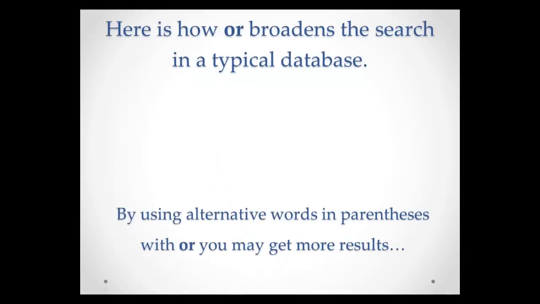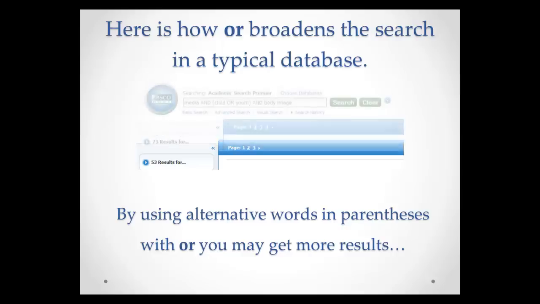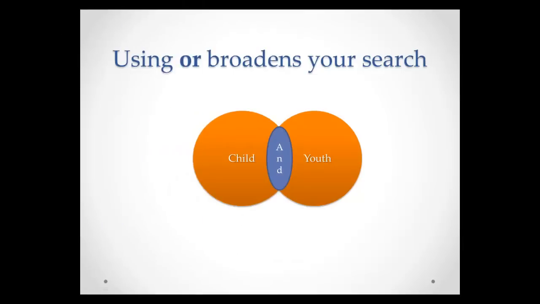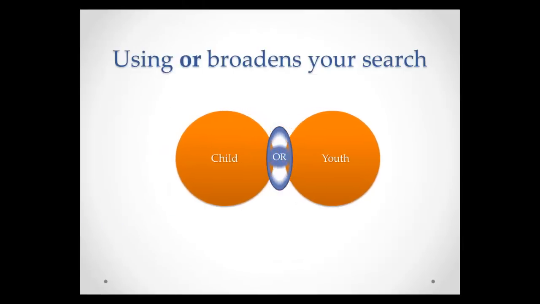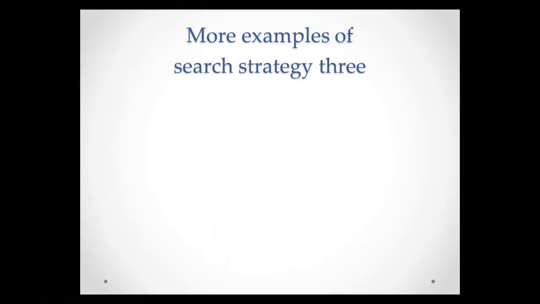Here is how OR broadens the search in a typical database. Our earlier search for media and child and body image found 53 results. By using alternative words in parentheses with OR, such as child or youth, we now have 73 results. Using OR broadens your search because you are adding similar terms to your search. Here are more examples of search strategy 3.